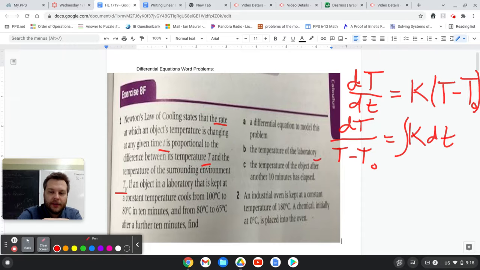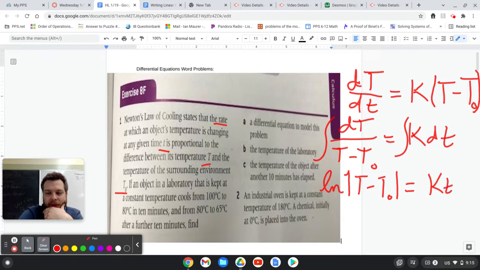Integrate both sides, and the left side becomes the natural log of the absolute value of capital T minus T naught. The right side becomes just your good friend kt plus C. So there's our other constant.